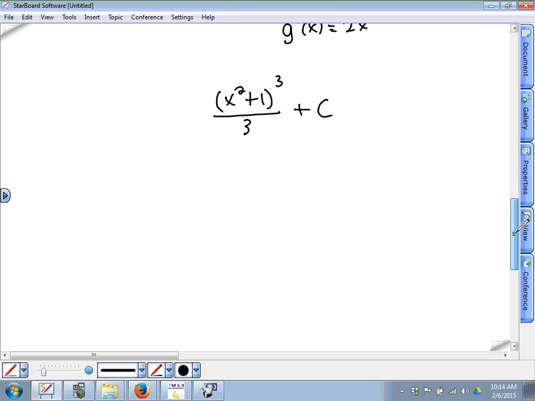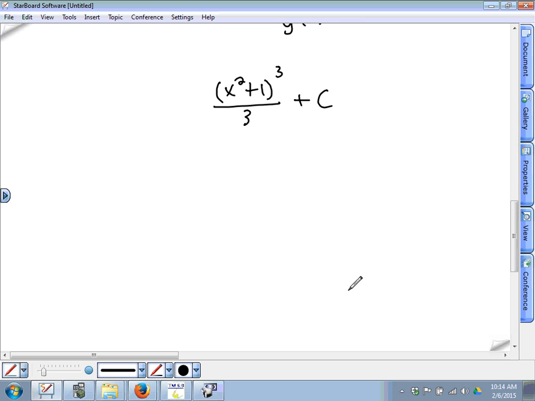Okay. Now, you guys, just to prove a point, I want you to do this in your notes. Reverse the process that we just did and make sure you end up with what we started with. Just so you guys can feel comfortable that we're doing this right. Go ahead and do it. It'll be good practice anyway. Take the derivative of that antiderivative.